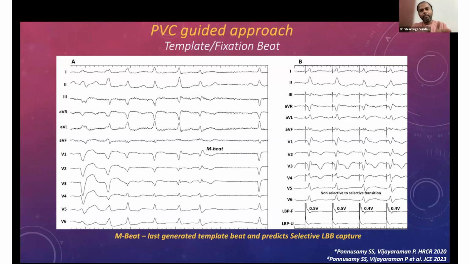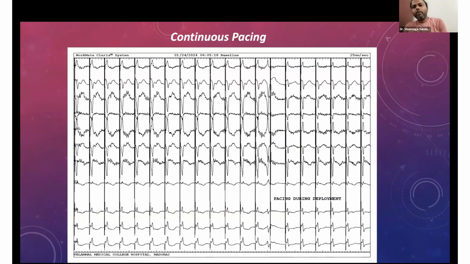And the particular beat, the so-called M beat, is actually coming from the left bundle fibers per se, because this M beat morphology matches clearly with the selective capture of left bundle QRS morphology. So we can have a 12/12 lead ECG match of this M beat with the selectively captured left bundle QRS morphology.